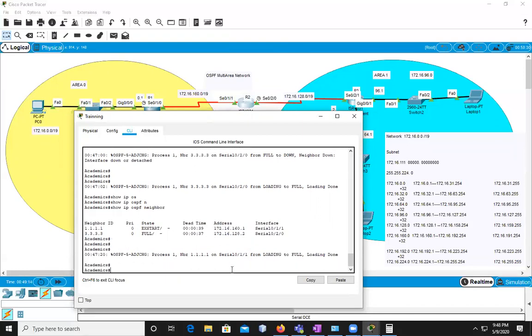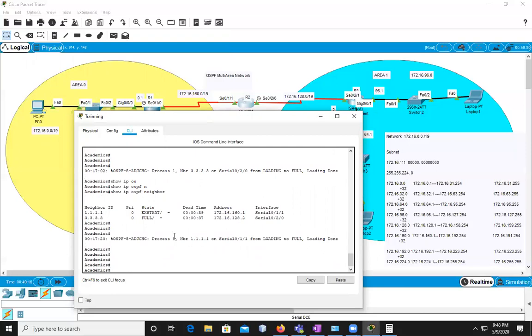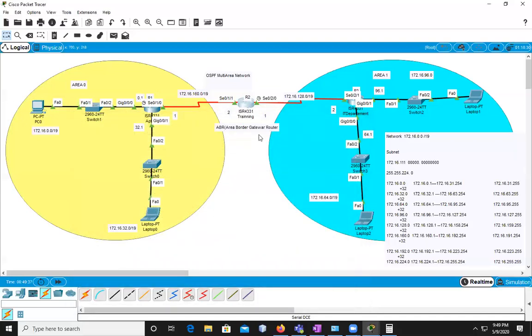All right, so loading done. For neighbor 1.1.1, you can automatically see OSPF adjacency is made. Neighbor 1.1.1 is the designated router, if it's going to be. This is the router ID which is the lowest, so always the lowest will be taken as the designated router. All right, so that's the topology of 2 areas.